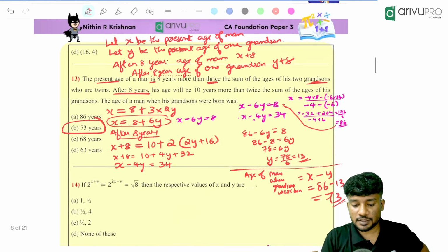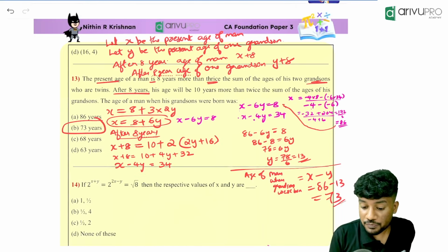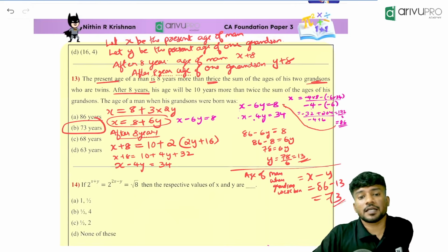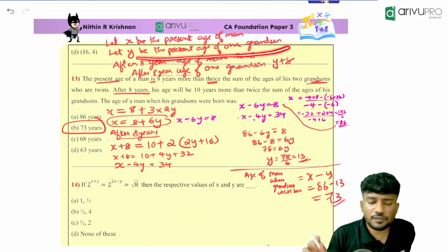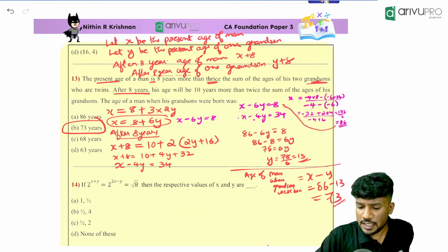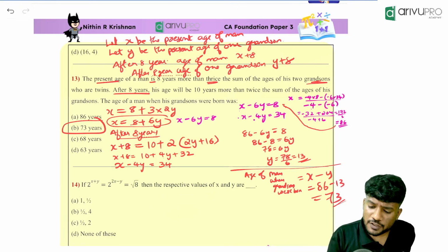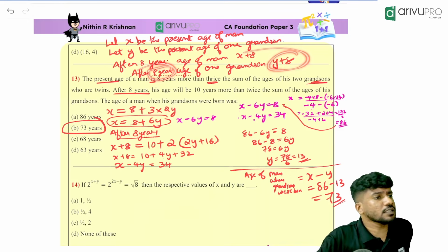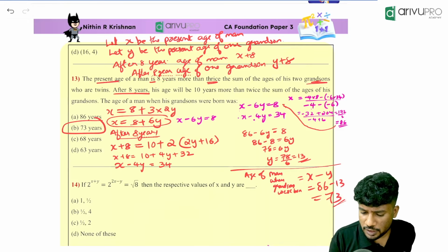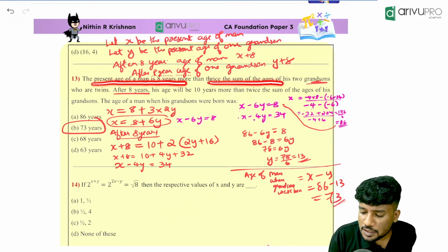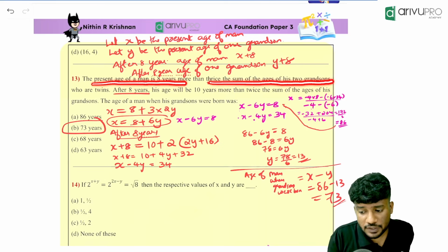So what were the assumptions we made? It's a very good question. x be the present age of the man. y be the present age of one grandson. That is given. Then after 8 years, what will be the age of the man? x plus 8. Well, after 8 years, what will be the age of one grandson? y plus 8. Then what is given in the question? Present age of the man is 8 years more than thrice the sum of the ages of the grandsons.